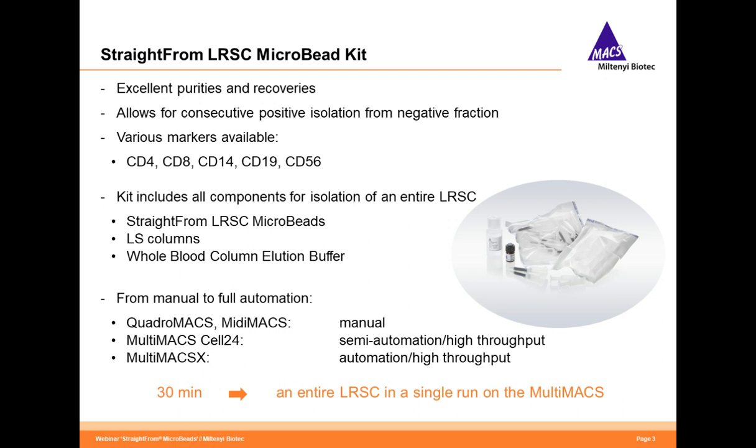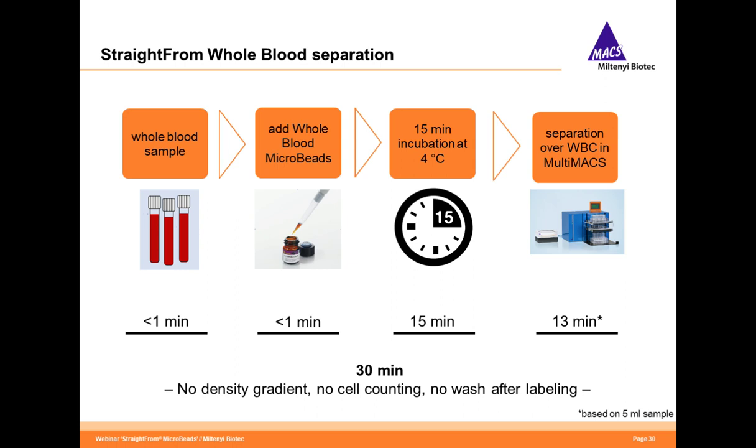We are able to do consecutive positive isolations from LRSC as well. We have the same markers as for Buffy Coat, and we are working on more for sure. We configured the kit again as for the Buffy Coat, together with the MicroBeads. This kit contains LS columns and the whole blood elution buffer. And as for Buffy Coat, you would need the QuadroMACS and the MultiMACS 24 or the MultiMACS X for the magnetic separation to get your cells of interest.